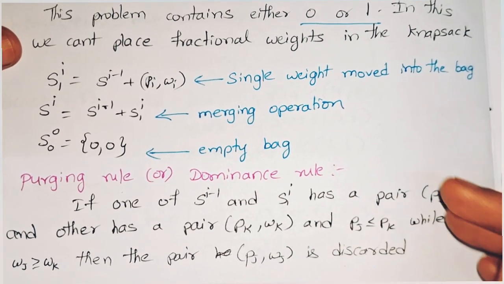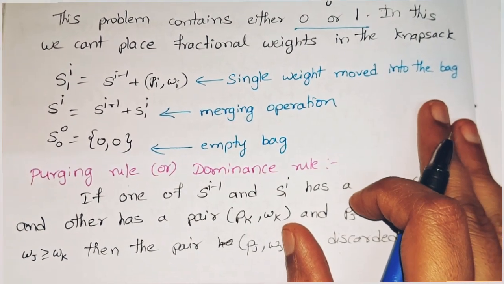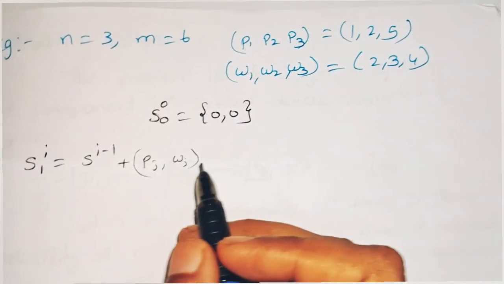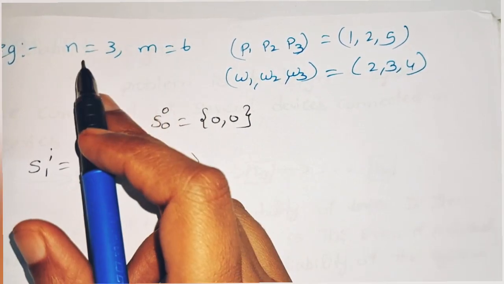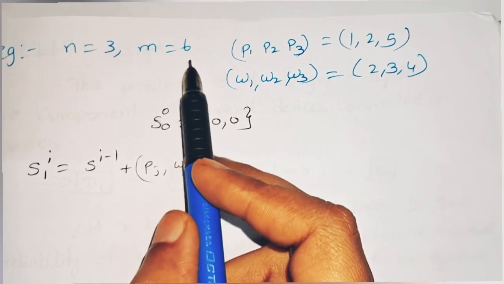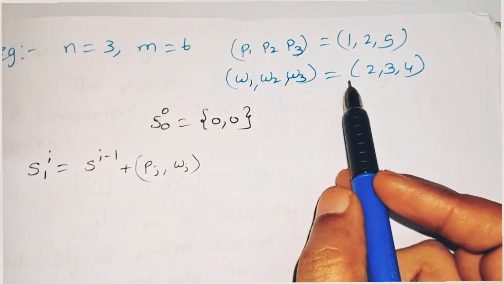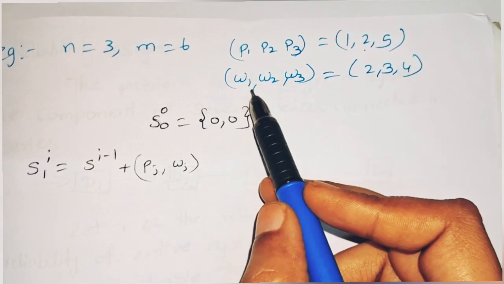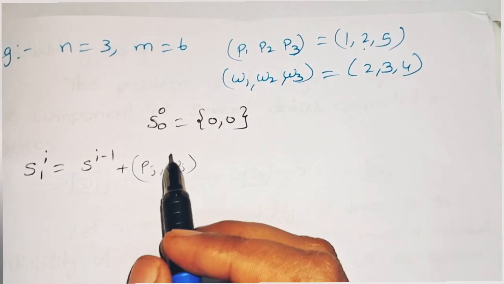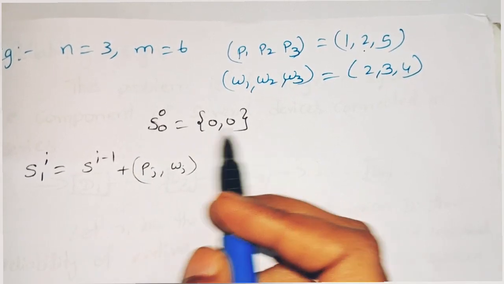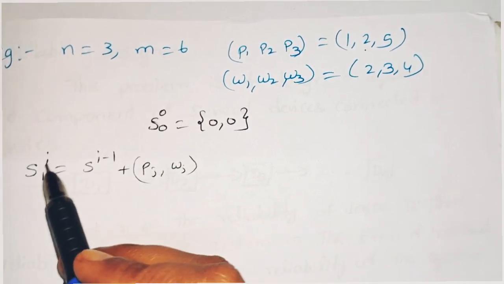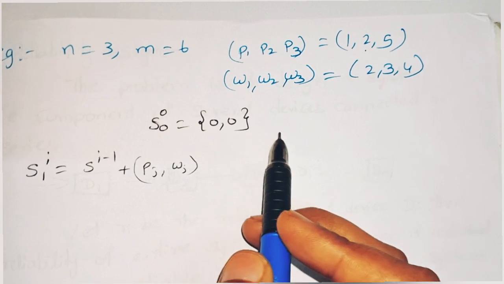We will learn about the purging rule or dominance rule later. While doing the problem, let us solve a problem on the 0/1 knapsack. So this is the problem. n equals 3, that is the number of items we want to move into the knapsack. M equals 6, that is the maximum capacity of the knapsack, and the profits and weights of the 3 items are given here. Initially the bag is empty, that's why we represent it as S^0 equals (0, 0).